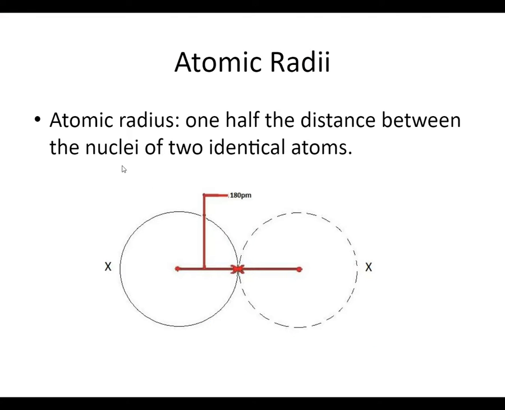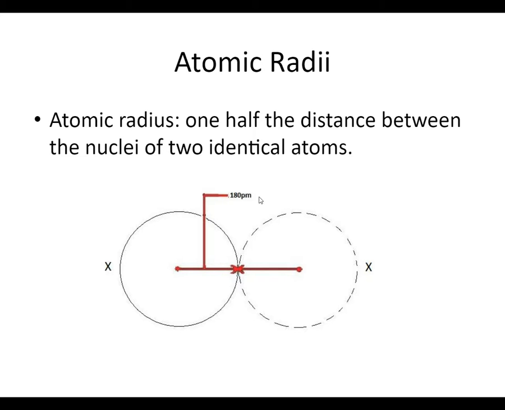So one of the first properties we talked about was atomic radius. And atomic radius is defined as 1/2 the distance between the nuclei of two identical atoms. So if this red dot represents the nucleus or the center of an atom, and this is the center of an additional atom, these two atoms are the same. So let's say we have two hydrogen atoms, okay? If we measure the distance between these two nuclei, the radius would be 1/2 of that distance, okay? So we measure that in picometers, and this radius for this atom would be 180 picometers.